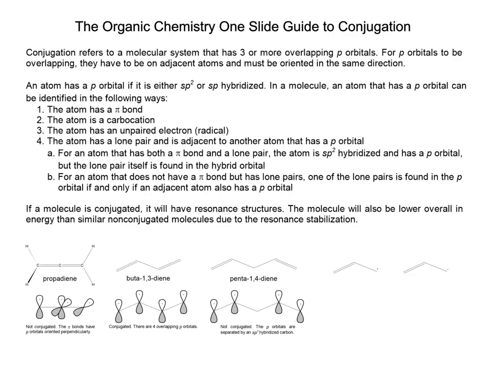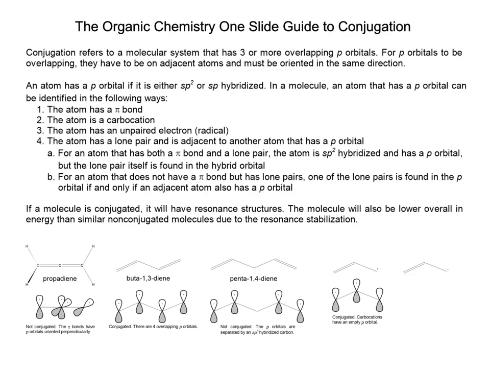The next molecule over has a double bond, and adjacent to it is a carbocation. That's what that plus sign is. This is also conjugated. That's because carbocations have an empty p orbital. The p orbital still exists even though there aren't electrons in it. So this qualifies as having 3 overlapping p orbitals.